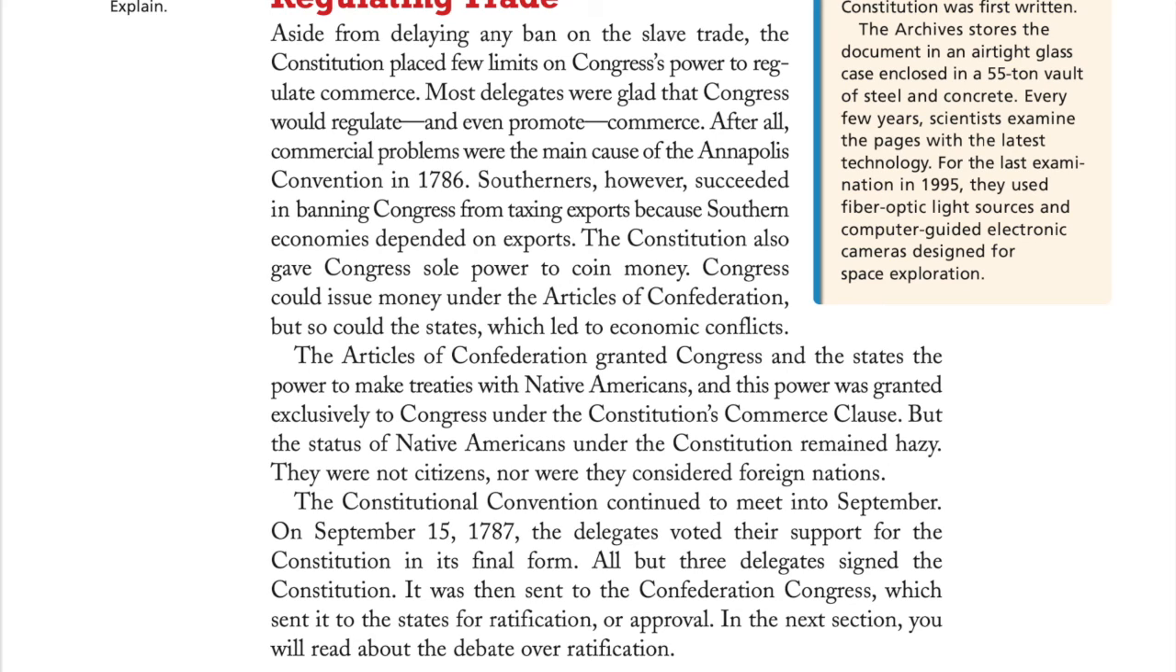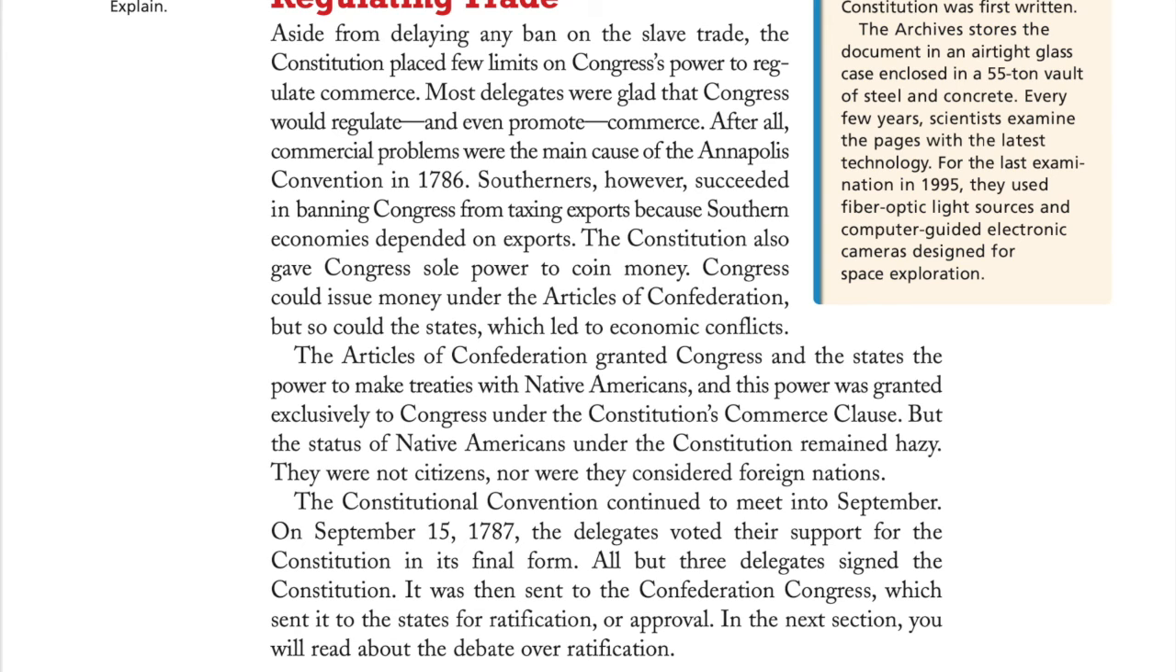The Constitution also gave Congress sole power to coin money. Congress could issue money under the Articles of Confederation, but so could the states, which led to economic conflicts. The Articles of Confederation granted Congress and the states the power to make treaties with Native Americans, and this power was granted exclusively to Congress under the Constitution's Commerce Clause. But the status of Native Americans under the Constitution remained hazy. They were not citizens, nor were they considered foreign nations.